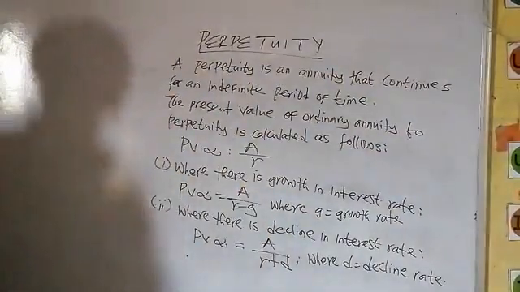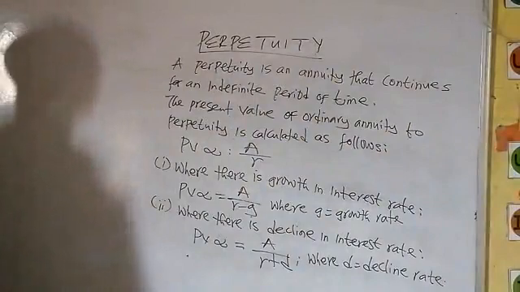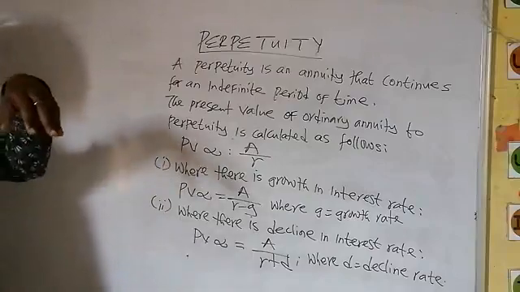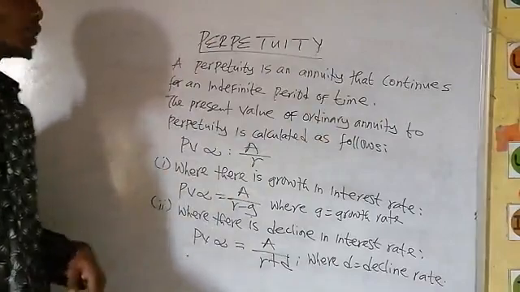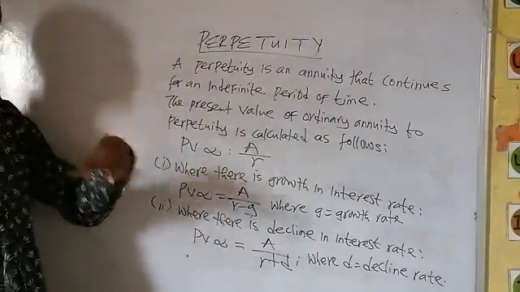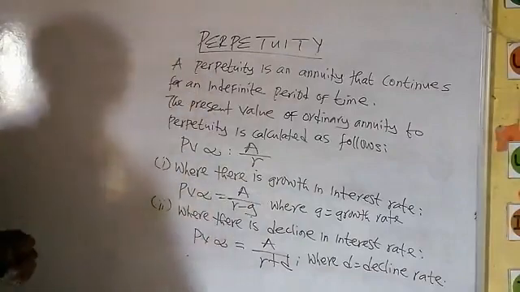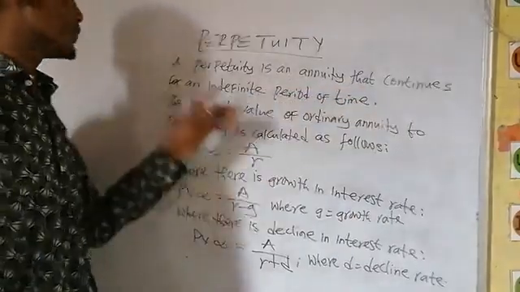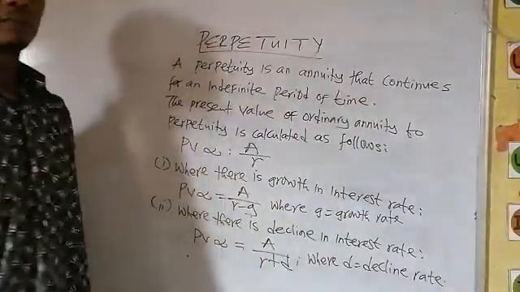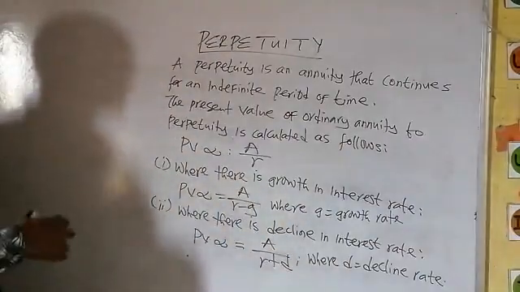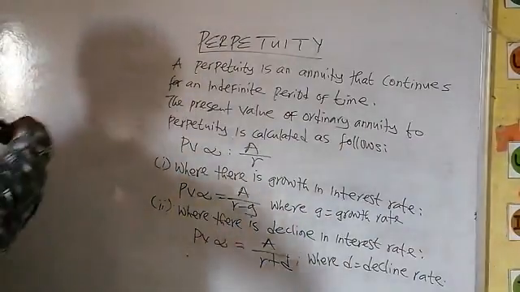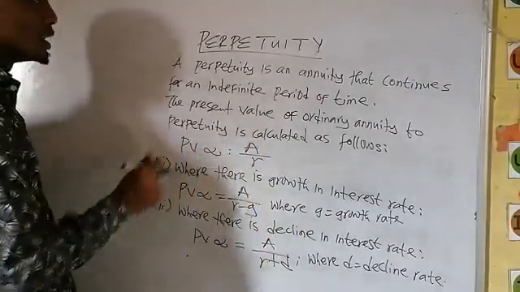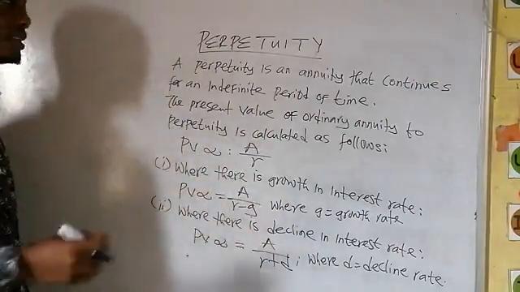Hi everyone, we are still under annuity and we are looking at the case whereby annuity is received into the future indefinitely. That is, you continue receiving the money indefinitely over a period of time. So a perpetuity is an annuity that continues for an indefinite period of time. You continue to receive it until unforeseen circumstances happen. You receive the money for an indefinite period of time.